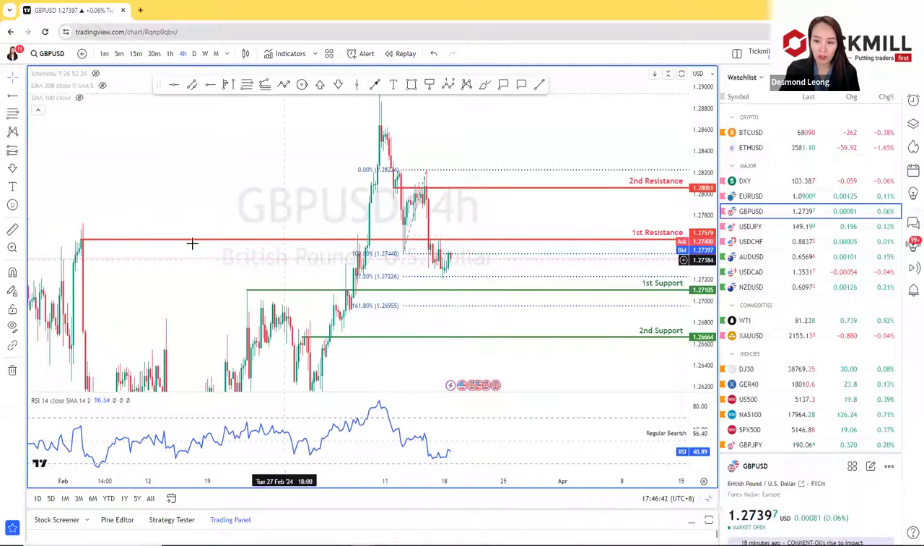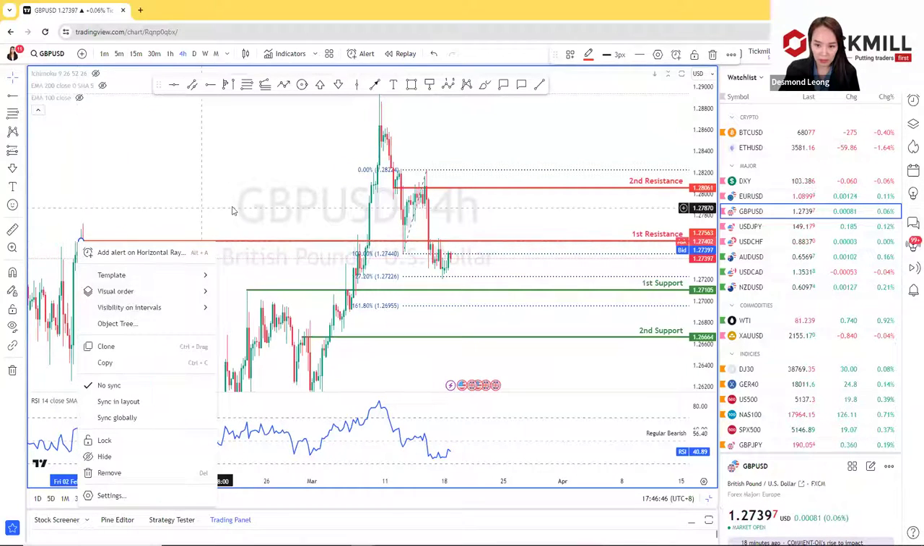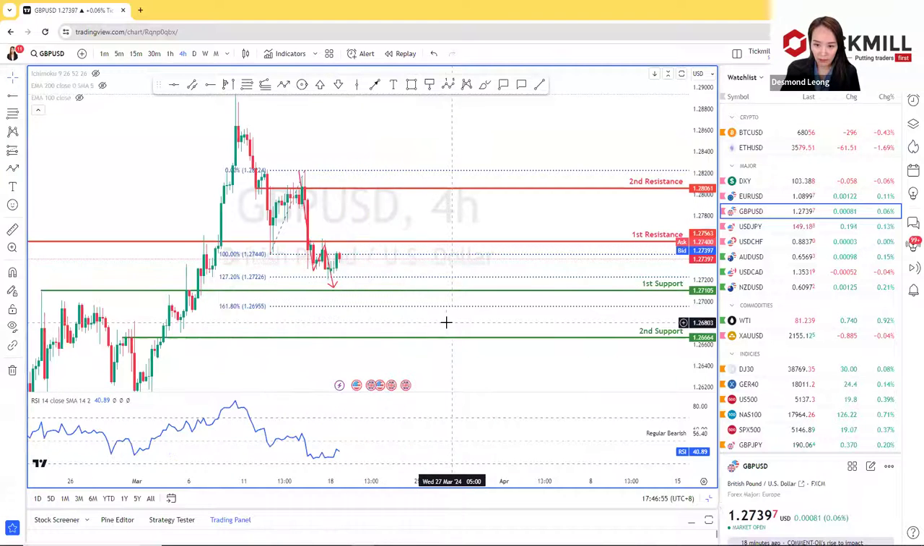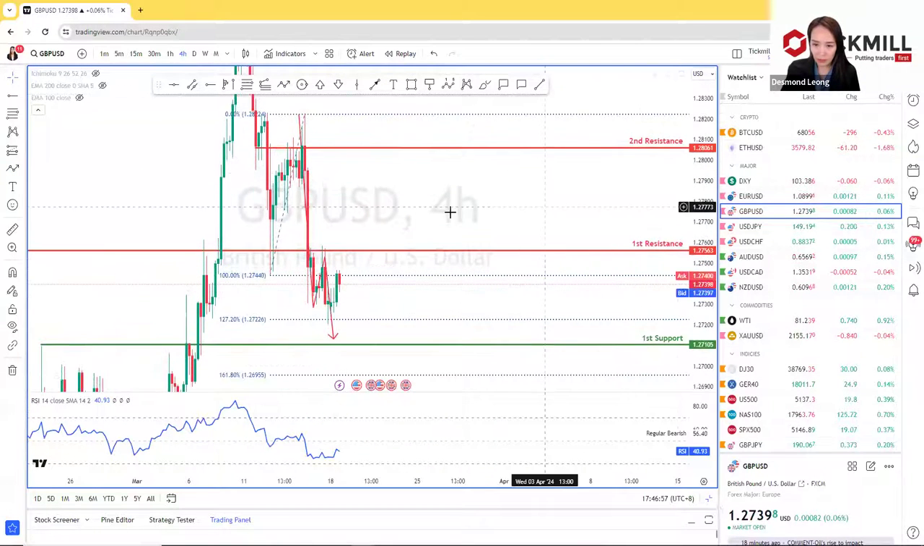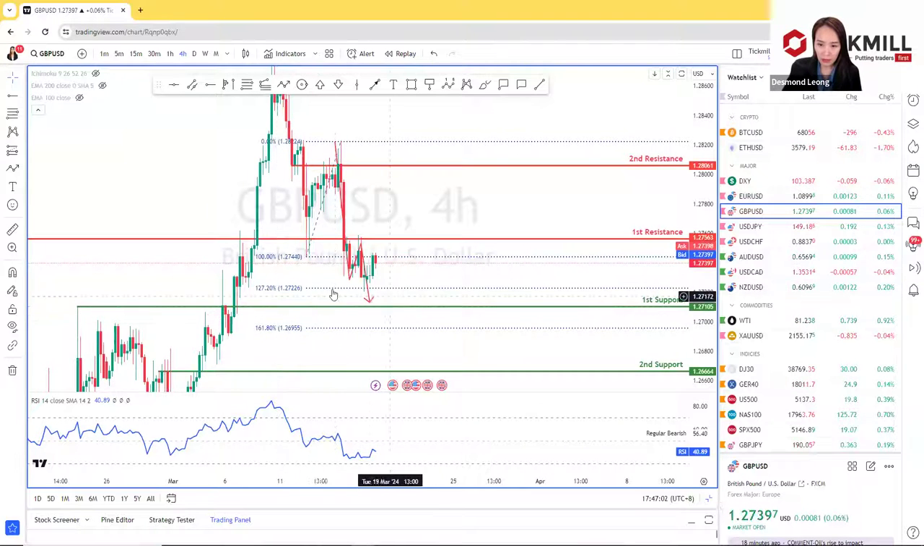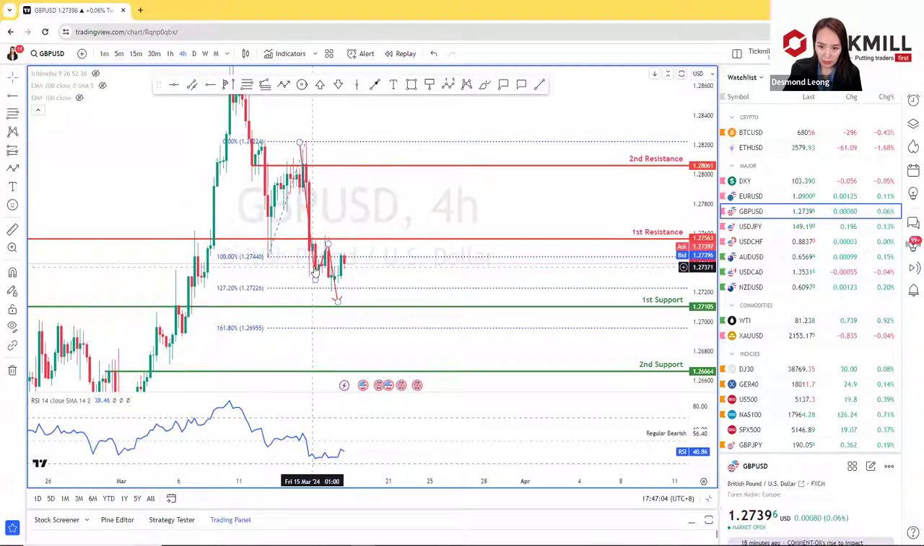For GBPUSD in H4, basically this one used to be my support level, right? But once price breaks, you wait for price to break back, which is where you will get this entry and then sell, right? And then what you can see here is I drew the extension like this because once price is falling and you pull back, you know that it hits your TP right here at extension 127. And then now price is still falling.